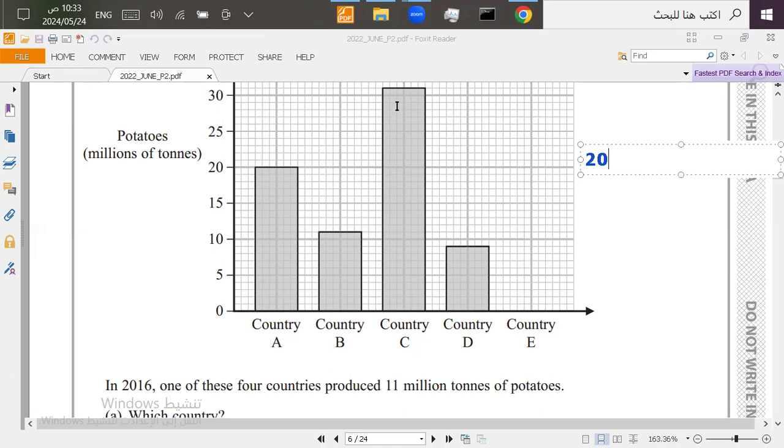C is what? C is 31. So I'm going to say 31 minus 20, because we need to know the difference between them. And when you subtract them, the answer will be 11. So the difference between country C and country A is 11 million tons. Now let's move on to the next question.